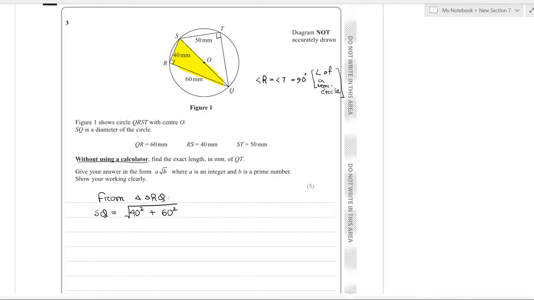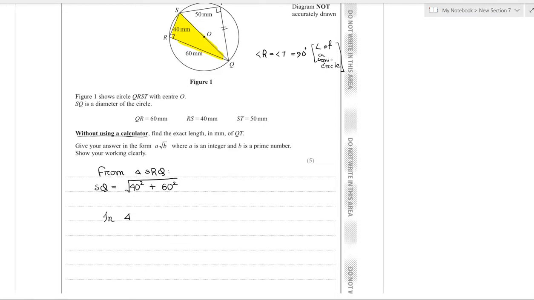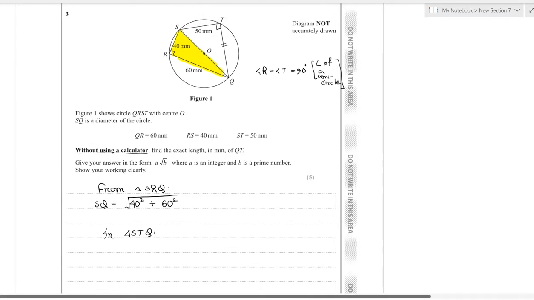That is, we want to find the value for this line QT, and now we are going to focus on the triangle STQ. So in triangle STQ, we need to find the value for QT. We have the value for ST that was given in the question, 50 millimeters. We have now found the value for SQ, that is root over 40 squared plus 60 squared.